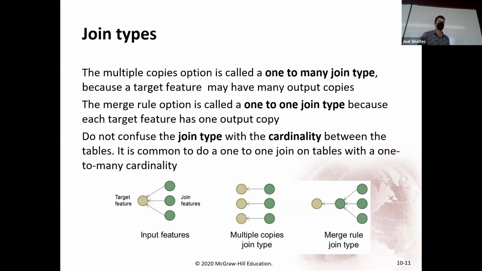The multiple copies option is called the one-to-many join type, because a target feature can have many output copies. And so you're just basically creating enough rows to match. And then you end up with what's called a one-to-one join type, because then you have enough rows or elements to allow for each match that you could have. Just note that this join type is not the same as a cardinality type.